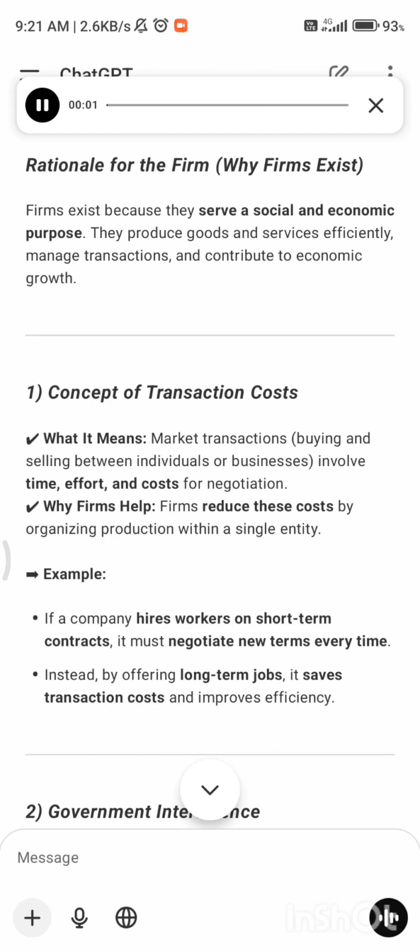Rationale for the firm, why firms exist. Firms exist because they serve a social and economic purpose. They produce goods and services efficiently, manage transactions, and contribute to economic growth.